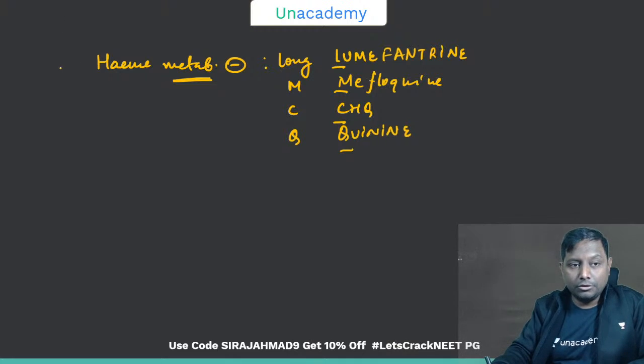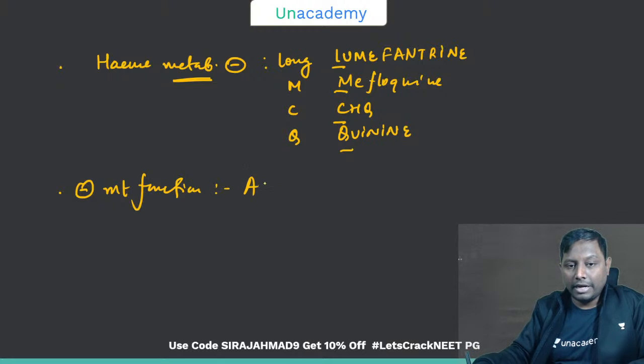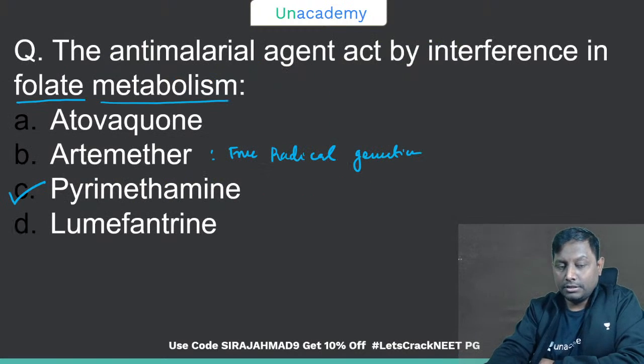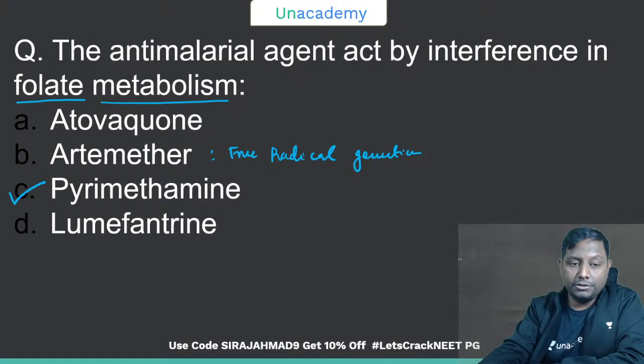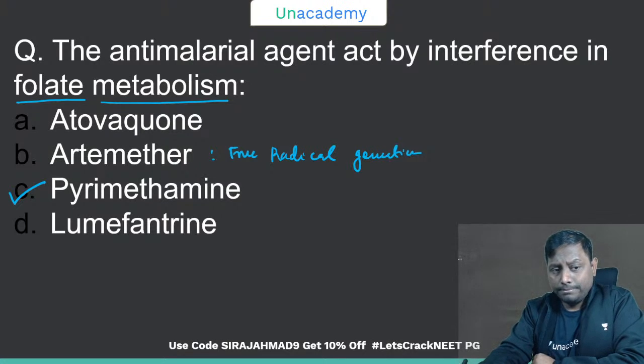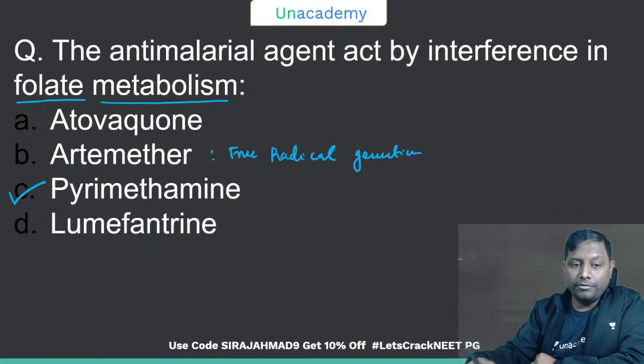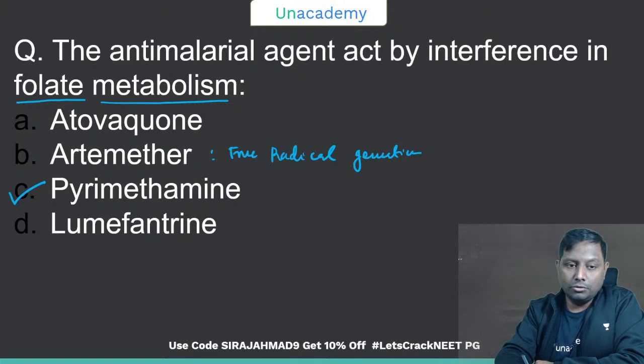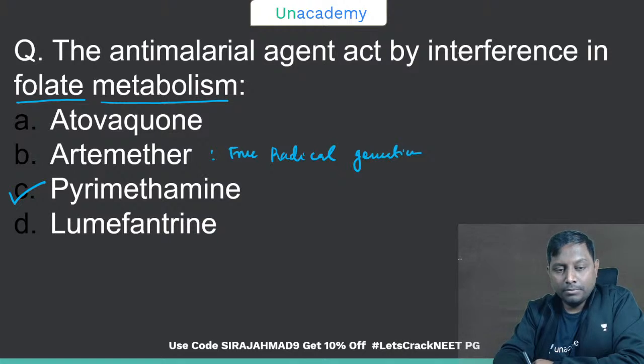Not only that, you should also remember inhibition of the mitochondrial function. Which of the following antimalarial drugs acts by inhibition of the mitochondrial function? That is your atovaquone. Artemether, I have told you already, acts mainly by free radical generation, and so do artesunate and all of them. Lumefantrine is one of the drugs acting by heme metabolism. Pyrimethamine is not used alone usually; it is used with sulfadoxine.